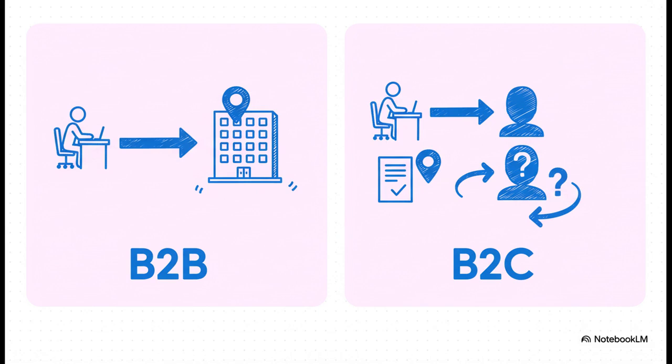For B2B transactions, that is, sales to another registered business, the place of supply is simply the location of the recipient. Nice and easy. For B2C transactions, so sales to a regular consumer, it's also the recipient's location, but only if you have their address on record. If you don't, it defaults back to the location of you, the service provider.